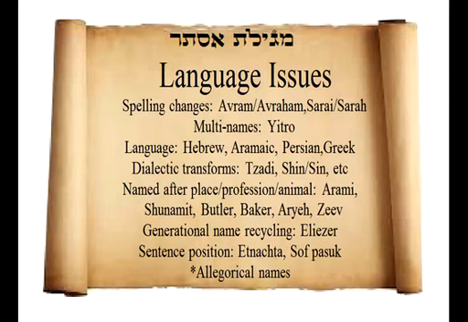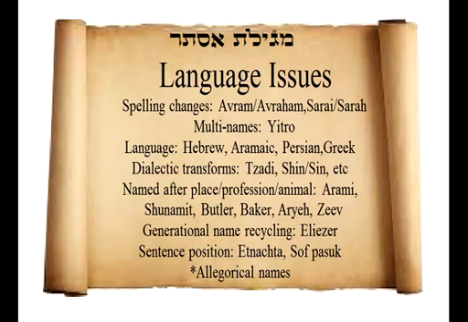The first example we're going to give of this is Avram and Sarai, who are blessed by God, and he gives them a letter, the letter Hey, from his name, to add to theirs. So Avram is transformed into Avraham, and Sarai is transformed into Sarah.